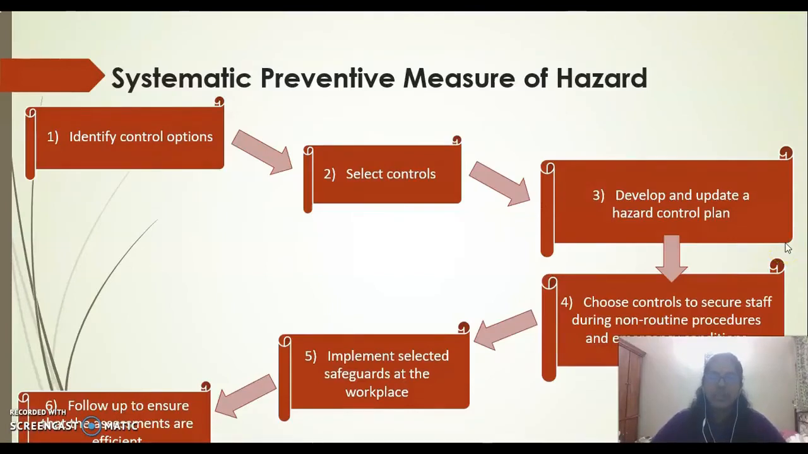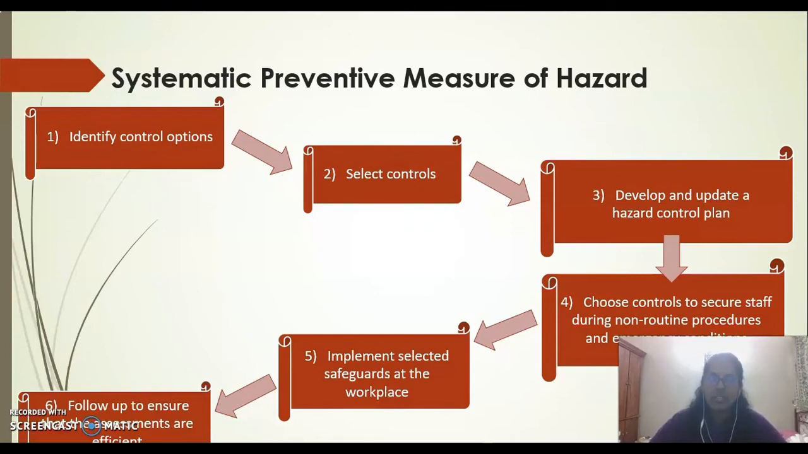Next is the systematic preventive measures of hazard. In Kenya, there are 6 systematic prevention measures which can be taken. The first one is identify control options. This is to obtain, coordinate and also analyze the details of staff to assess the categories of hazard. And the second one is to select controls. This is to monitor all severe hazards instantly.